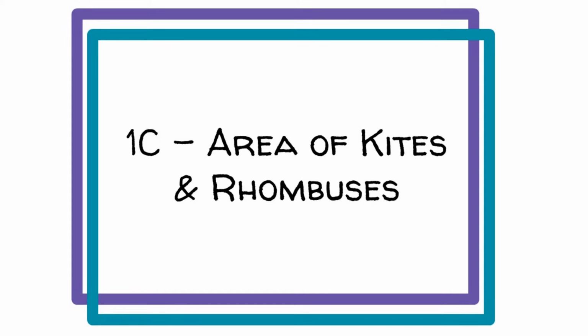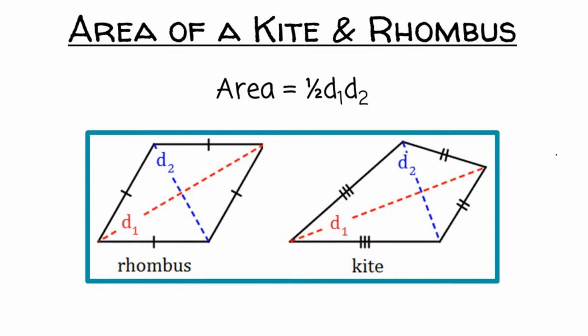We're going to talk about areas of kites and rhombi or rhombuses. Lucky for us, the kites and rhombus, they both have the same formula. So area is equal to 1/2 a diagonal 1 times diagonal 2. So first I'm going to look at where that comes from.